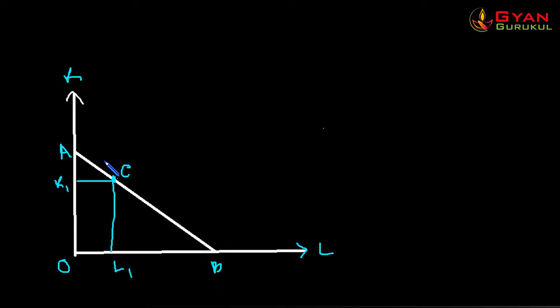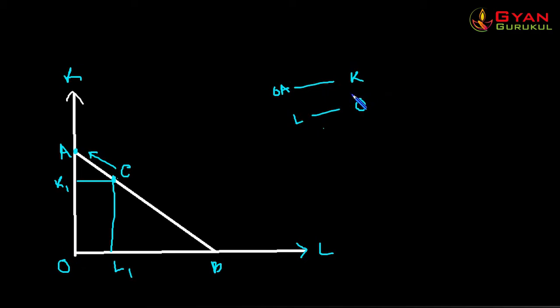Okay, now let's suppose you move from point C to point A. What happens at this point? Suppose this is point A, that means you are using OA amount of capital. And how much labor are you using at this point? Zero, right? At this point you are using zero amount of labor.